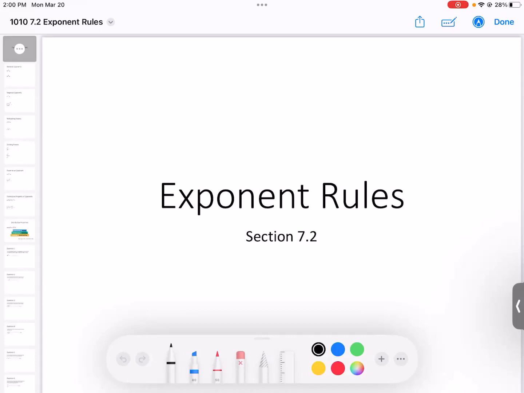Our lesson today is section 7.2, and we're going to be talking about exponent rules, specifically about how they apply to roots. Because our last lesson was all about radical expressions, which are basically expressions that have roots in them. And remember that roots and exponents are opposites of each other, kind of in the same way that addition and subtraction are opposites and multiplication and division are opposites.